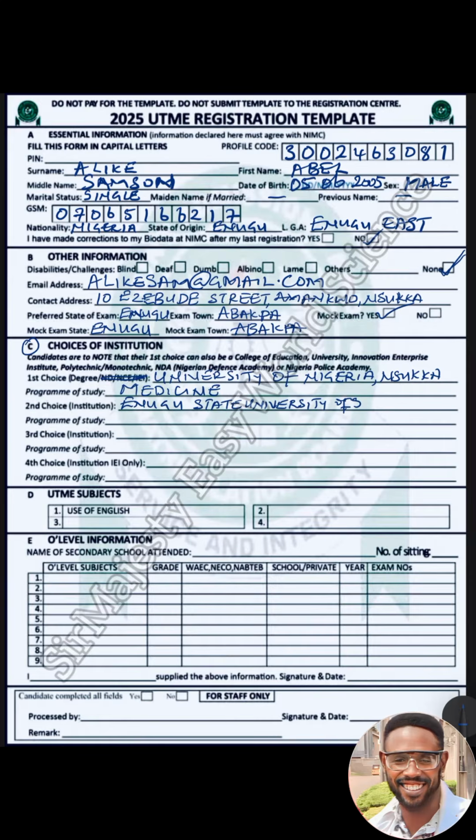So here you are required just to use the abbreviation. You see it in the option while filling. That's just to shorten it because it's becoming long. Then program of study there, you can still go on with medicine, or you can choose pharmacy. Then third choice, you might go with a polytechnic, maybe Institute of Management and Technology, IMT, Enugu.